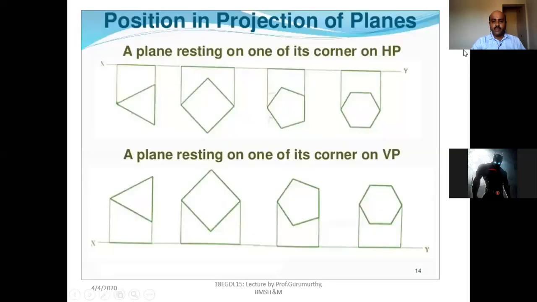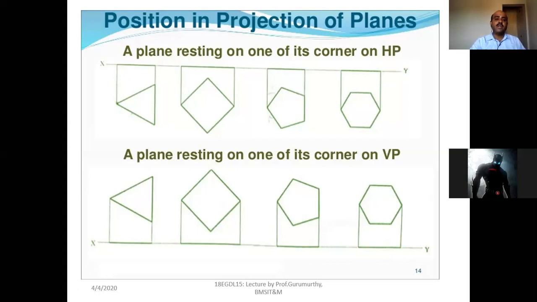Today we will start with the projection of planes, a plane resting on one of its corners on HP. Because this is the second type of problem that we discussed in our engineering drawing. The first was a plane resting on one of its edges on HP, and that's what we solved in the last two classes. Now we're going to start with the planes which are resting on one of its corners on HP.